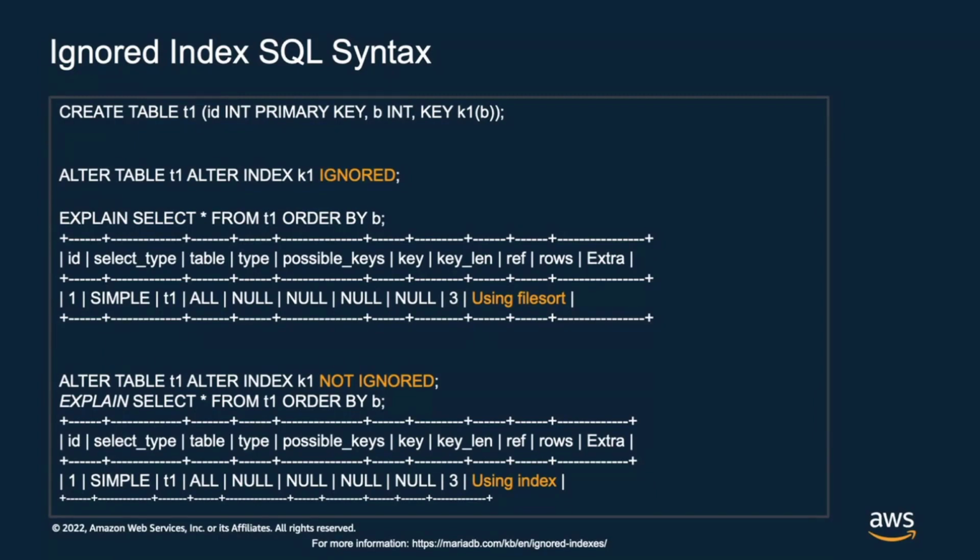And if you see the next one, alter table t1 alter index K1 not ignored. When you realize you need this index because your performance was bad, you want to enable it again. You can simply say not ignored. When you do that, your query starts using the index. As you see on the screen, we are using the index in the query execution plan.